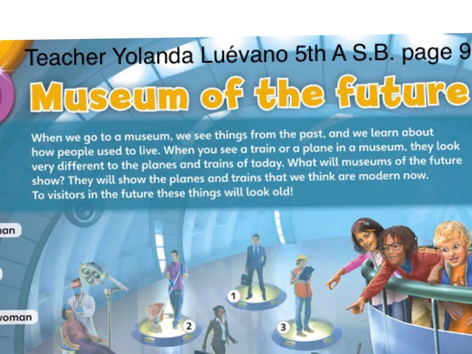When we go to a museum, we see things from the past and we learn about how people used to live. When you see a train or a plane in a museum, they look very different to the planes and trains of today. What will museums of the future show? They will show the planes and trains that we think are modern now. To visitors in the future, these things will look old.